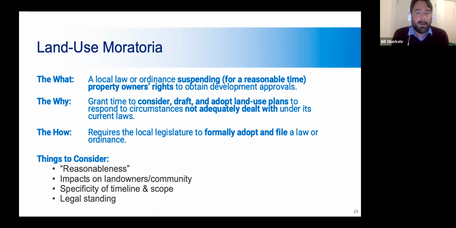How are we going to do that? We're going to formally adopt a moratorium and file it with the Department of State. What do we want to consider here? Reasonableness. The word reasonable appears under the what, so what that is saying is that moratoria typically cannot be indefinite. You need to have some sort of a time frame by which you are going to figure out how to regulate this type of development in your community.